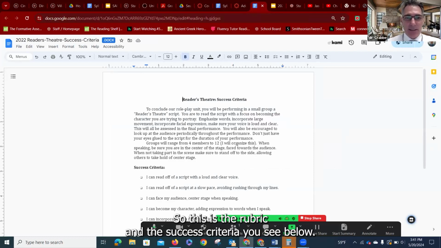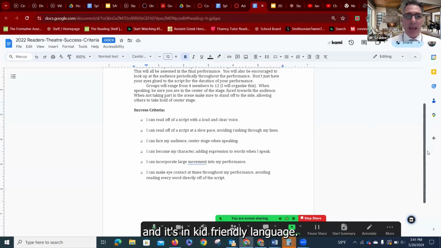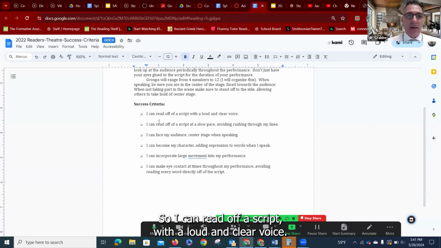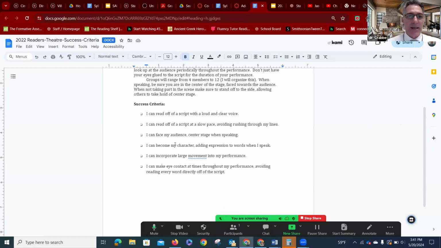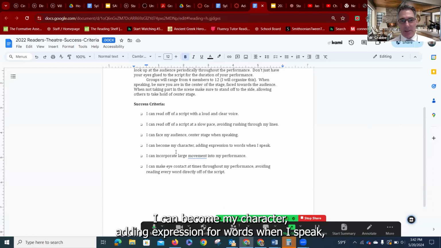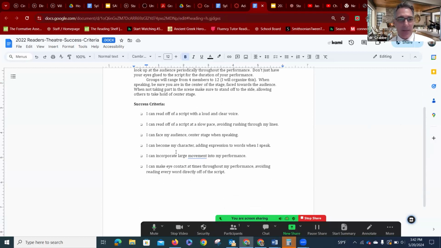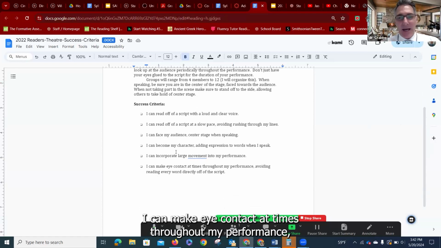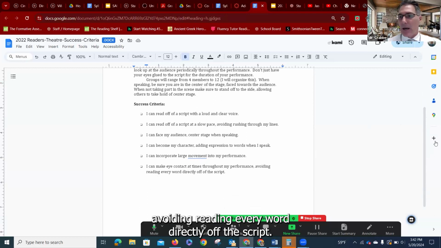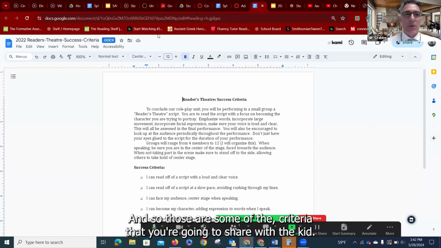So this is the rubric and the success criteria you see below, and it's in kid-friendly language. I can read off a script with a loud and clear voice. I can read off the script with a slow pace, avoiding rushing through my lines. I can face my audience, center stage, when speaking. I can become my character, adding expression to words when I speak. I can incorporate large movement into my performance. I can make eye contact at times throughout my performance, avoiding reading every word directly off the script. And so those are some of the criteria that you're going to share with the kids.